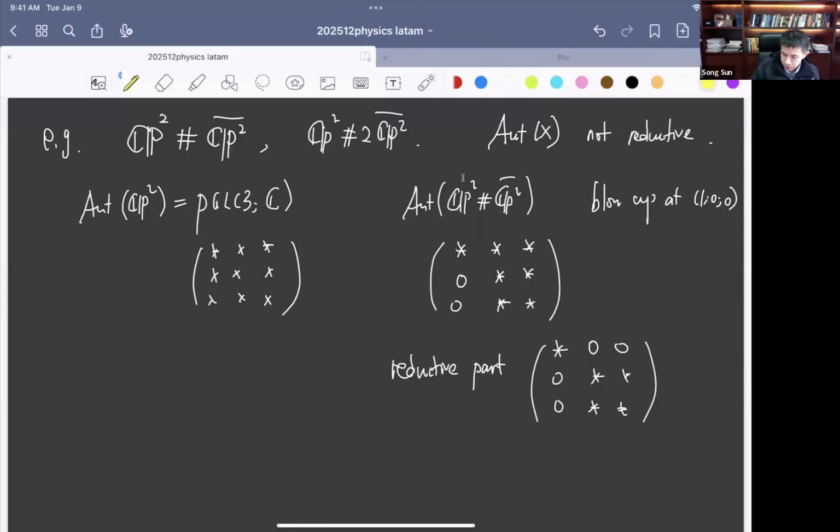This is because of compactness. If you want, for example, a unitary matrix of this form, then if this is 0, this also has to be 0. In other words, this part corresponds to translations, and that's not compact. It cannot come from the complexification of a compact part. So it's not the same as the original group, so this is not reductive. Similarly, you can do it for CP2 blown up at 2 points.